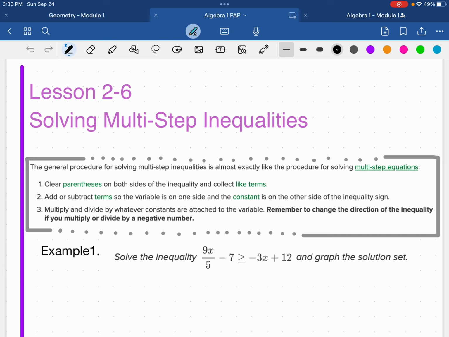Then we're going to collect our like terms. We're going to collect them on both the left and the right sides of the inequality, and then combine them together on one side. We're going to add or subtract the terms so that the variable is on one side and the constant is on the other side of the inequality sign. And lastly, we're going to multiply or divide by whatever constant is attached to the variable. Remember to change the direction of our inequality if we multiply or divide by a negative number.